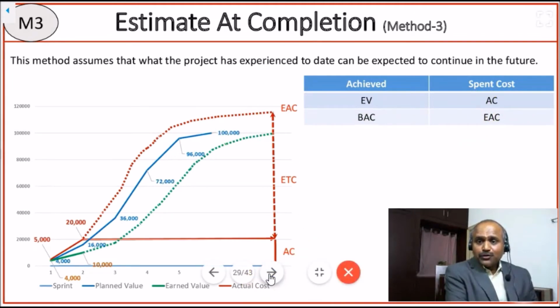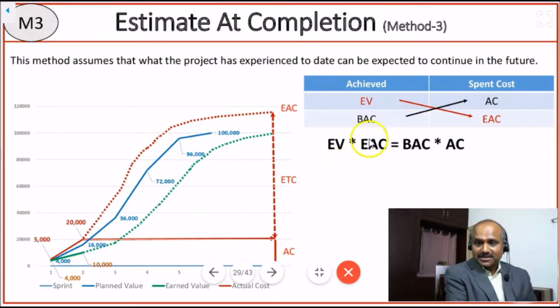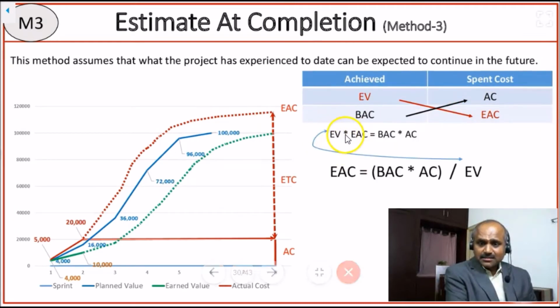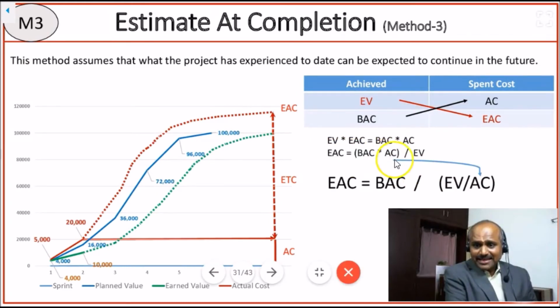Now, if you cross multiply, you must have learned this kind of equation in mathematics. Earned value into estimated completion is equal to budgeted completion into actual cost. Because earned value is in the multiplication on the left hand side of the equation, if you move it to the right hand side, it will get converted into divided by. So estimated at completion, EAC, is equal to BAC into AC divided by EV. This EV comes down from the left side to the right side, so EAC is equal to BAC by earned value by actual cost.